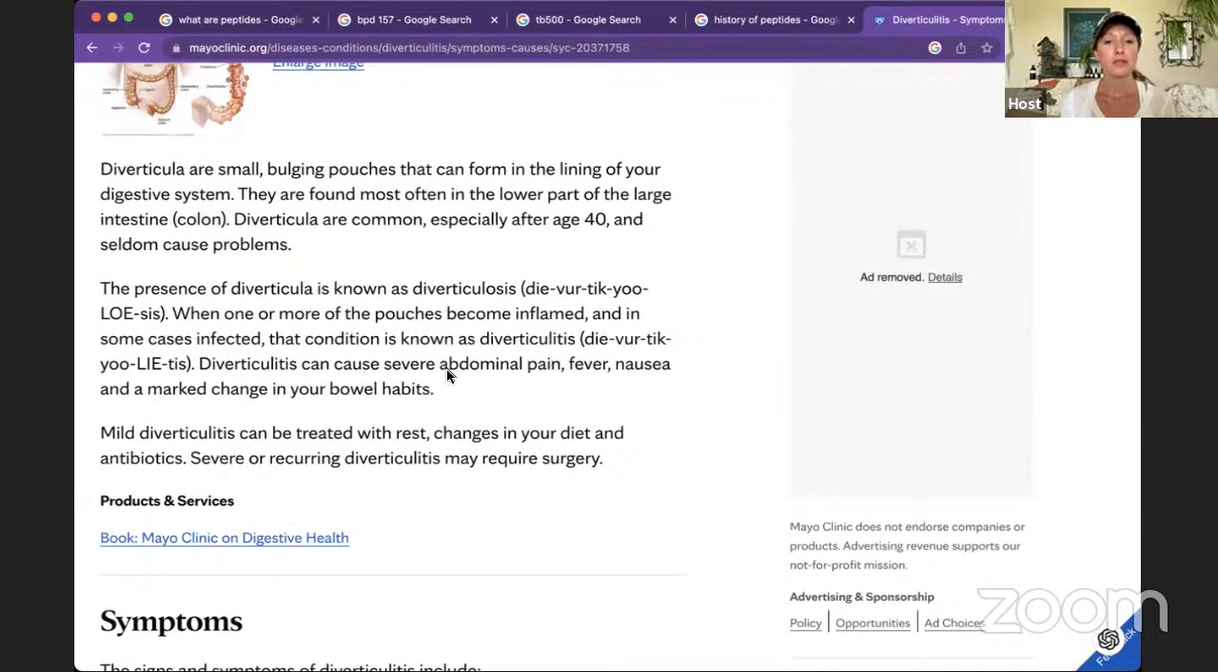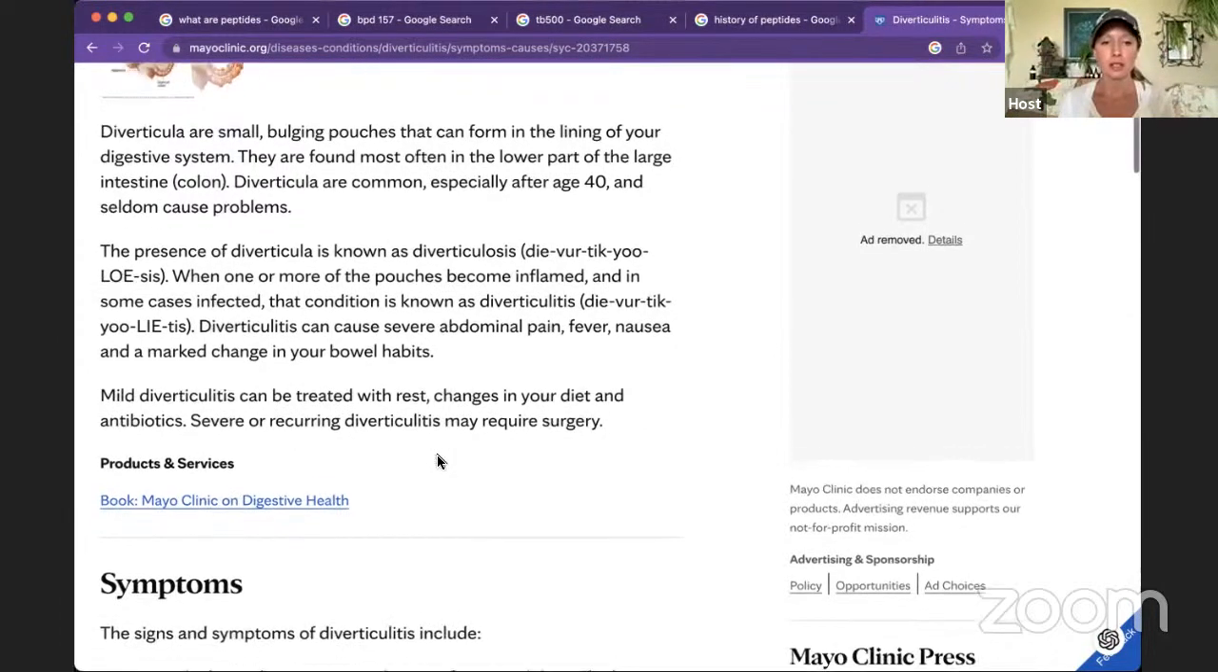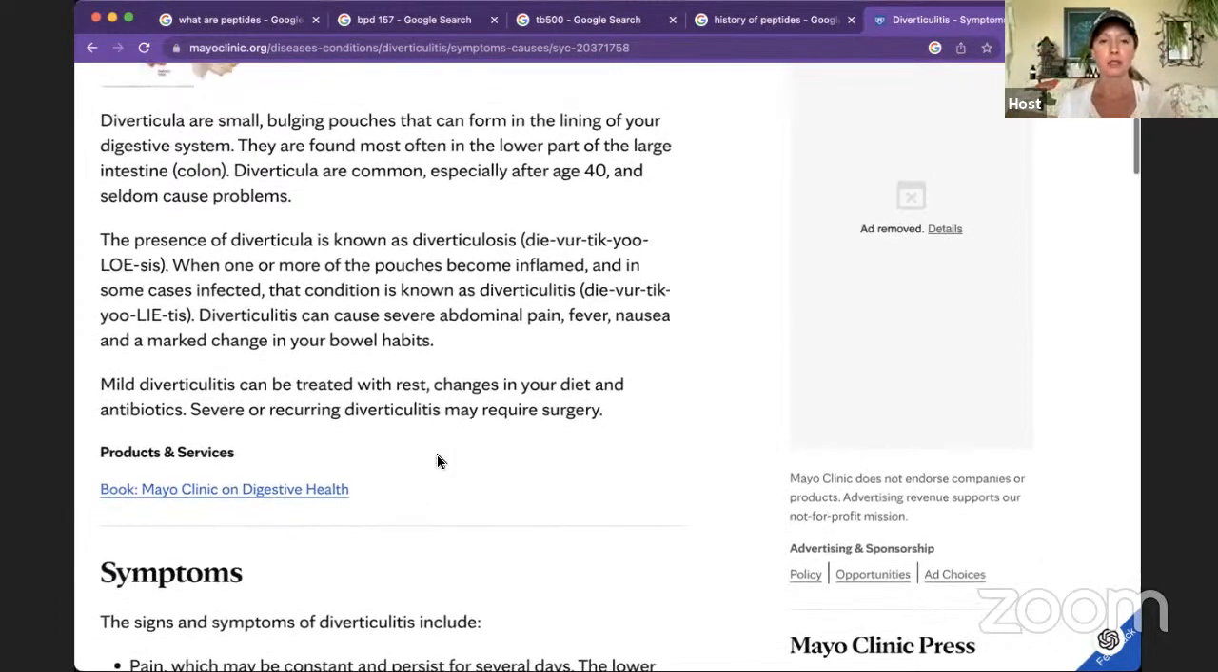Diverticulitis can cause severe abdominal pain, fever, nausea, and a marked change in your bowel habits. Some might say marked or marked. Mild diverticulitis can be treated with rest, changes in your diet, and antibiotics. Severe or recurring diverticulitis may require surgery. There's a large span of severity conditions that people experience.